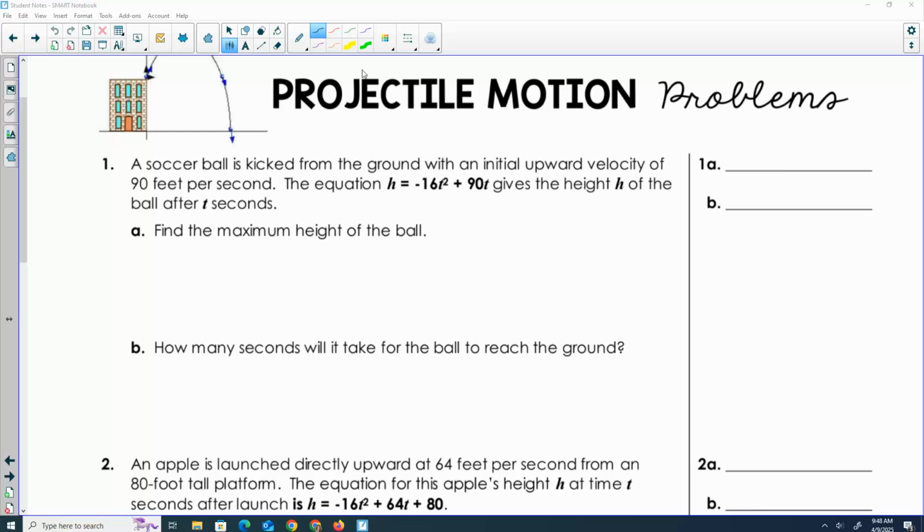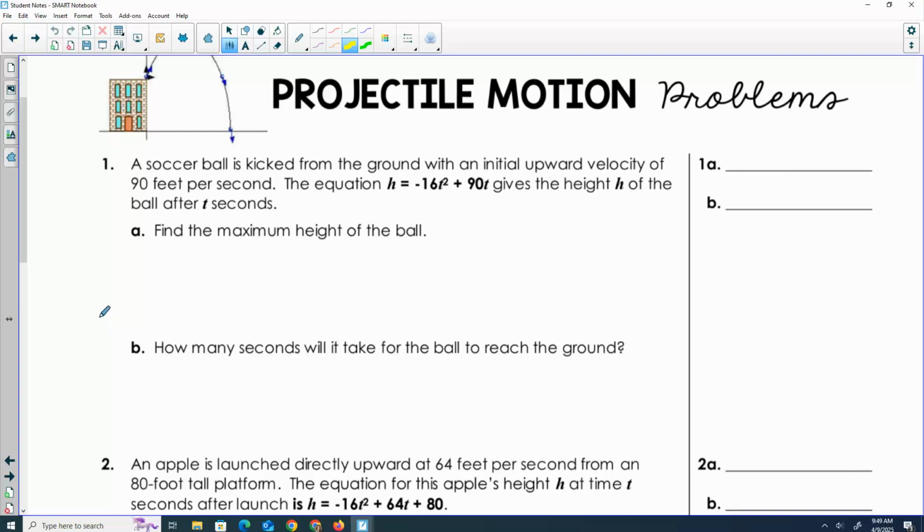A soccer ball is kicked from the ground with an initial upward velocity of 90 feet per second. The equation h equals negative 16t squared plus 90t gives the height h of the ball after t seconds. Part A, find the maximum height of the ball.